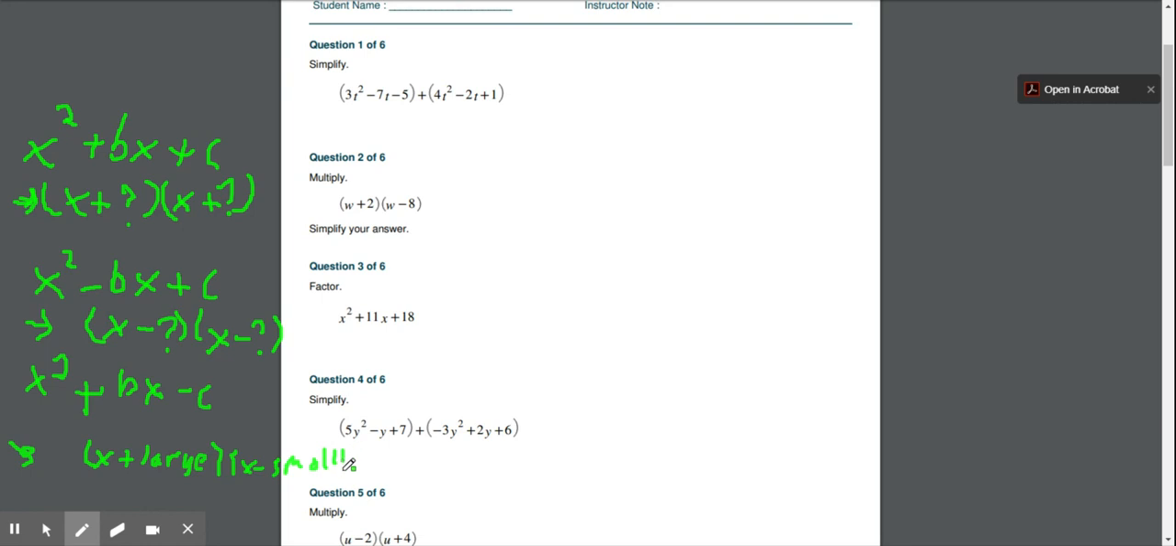The last one that we worked with was when they're both negative, minus and minus, which factors as x minus the larger, and x plus the smaller. All right, so those are the 4 possible combinations. Let's find another example we can work with.